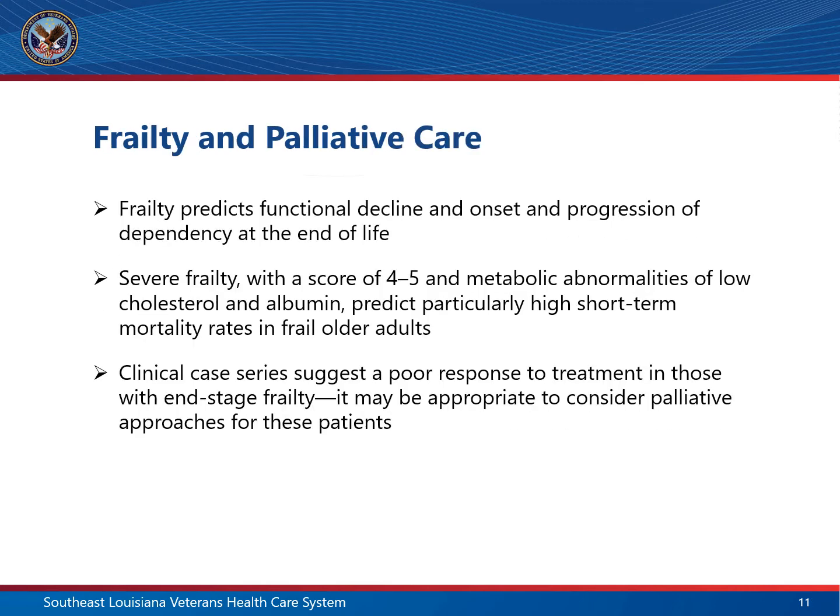Frailty predicts functional decline and the onset and progression of dependency towards the end of life. Severe frailty, a score of 4 or 5, combined with the metabolic abnormalities of low cholesterol and albumin, predict a particularly high short-term mortality rate in frail older adults. Case series suggests a poor response to treatment in those with end-stage frailty, meaning that they're not making any progress in physical, occupational, or speech therapy. And at this point, it may be appropriate to consider palliative care consults.